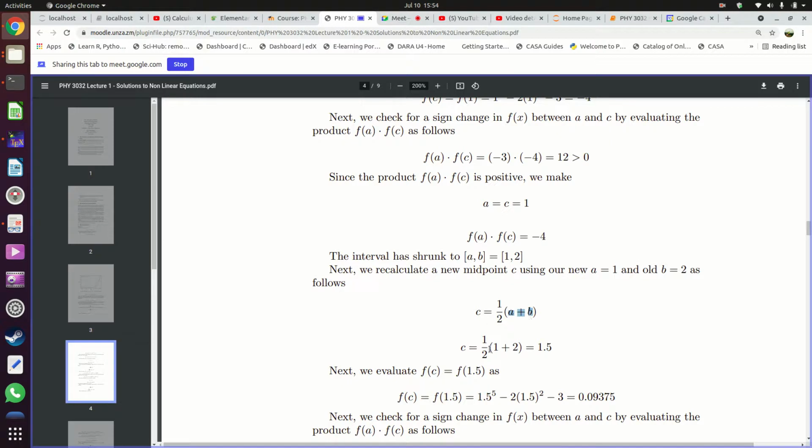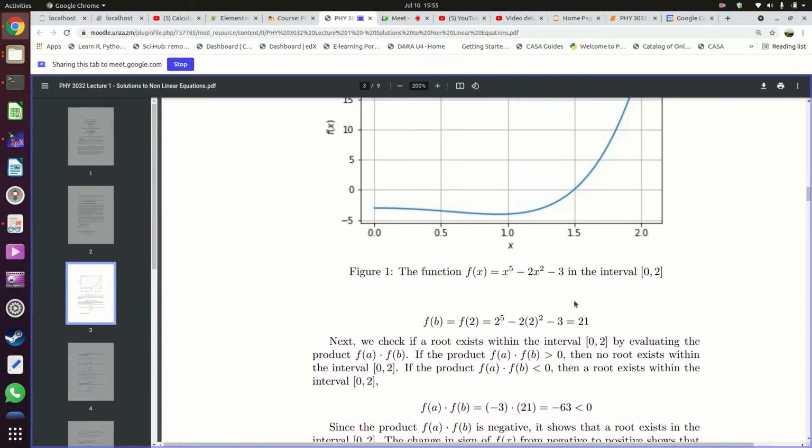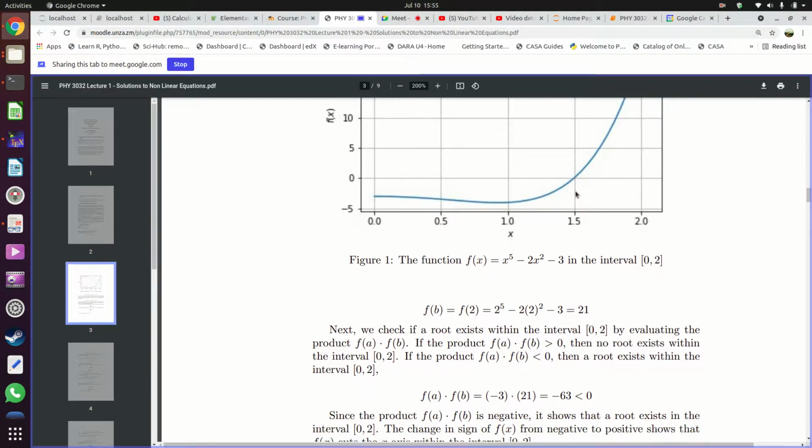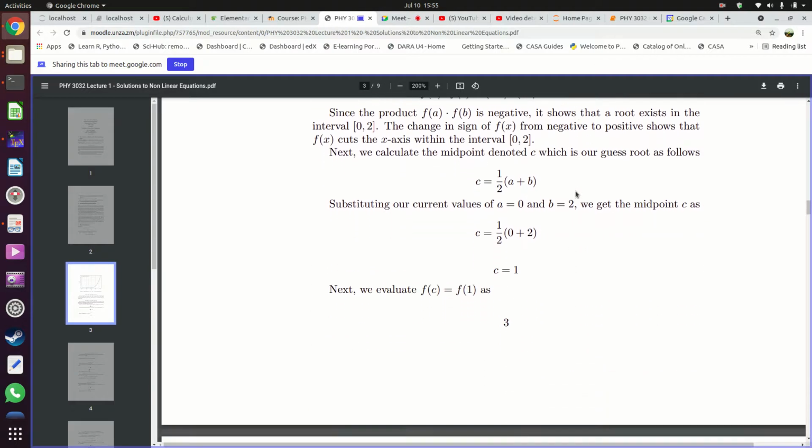So in our case, our A is 1, our B is 2. So 1 plus 2 is going to be 3. Then 3 divided by 2, that's going to give us 1.5. So our C, our new guess value, is now here at 1.5. Very close to the answer. Okay? So that's our new guess value, 1.5. Very, very close to the answer. So what do we do with our C?